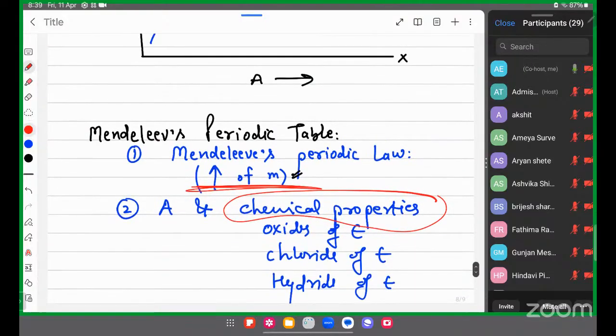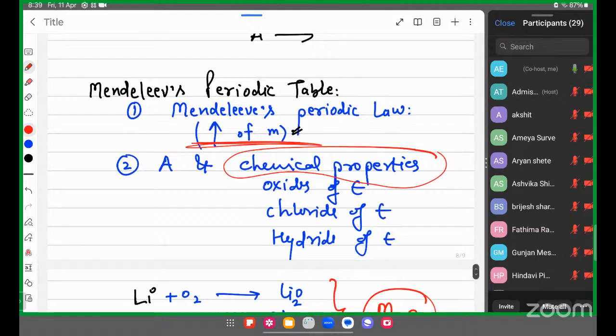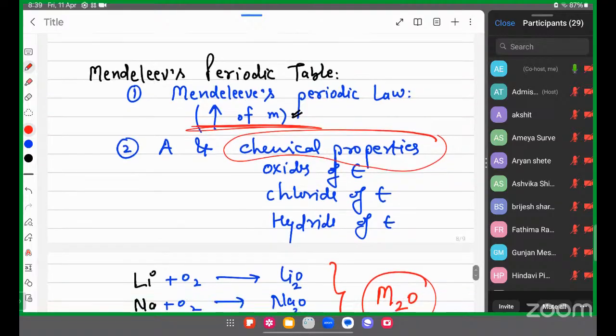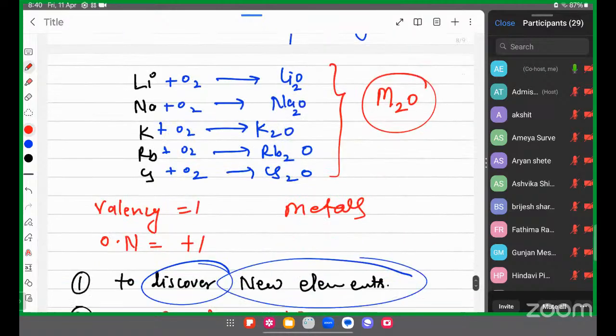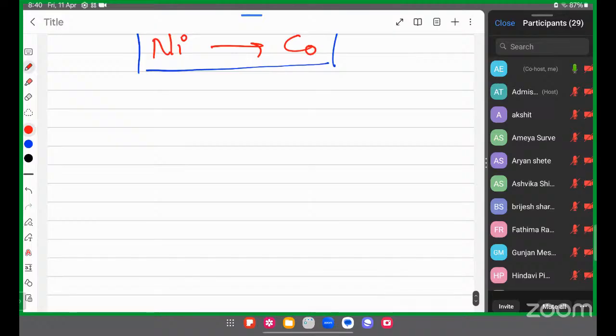In this concept, there can also be a question about the statement of Mendeleev's periodic law. Mendeleev's periodic law is given in the form that the physical and chemical properties of the elements are a periodic function of their atomic masses, which implies that if you arrange the elements in increasing order of atomic masses, there will be repetition in the properties at regular intervals.